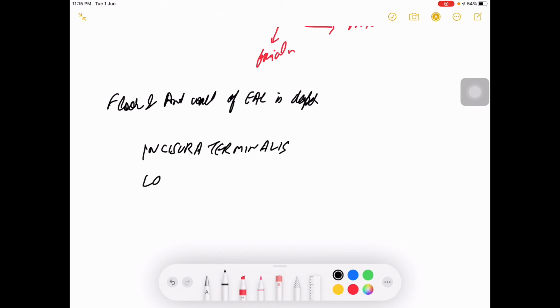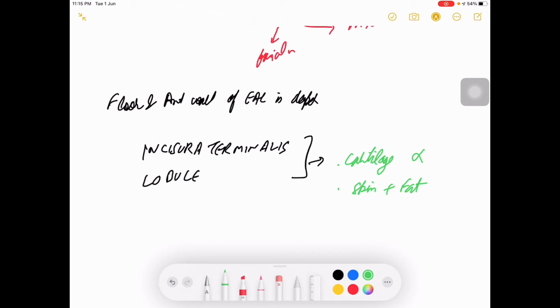And the second thing is your lobule of the ear. These two are the structures where cartilage is absent. Now, if there is no cartilage, then what is there? If no cartilage, then what do we have over here? We have skin along with fat. So at the incisura terminalis and the ear lobule, the cartilage is absent.